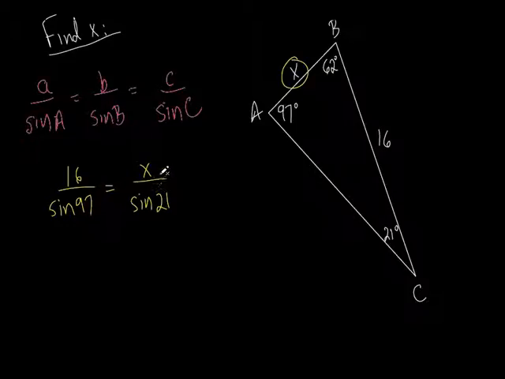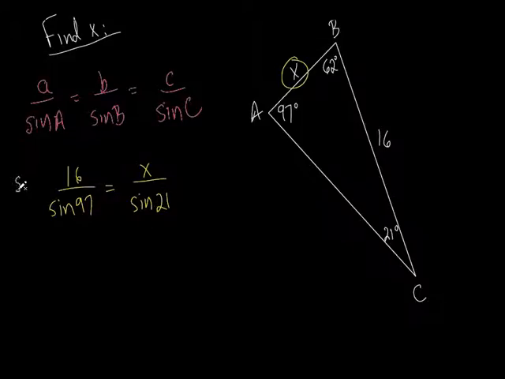So I can cross multiply. Or, watch this. X is already on the top. So instead of cross multiplying, which is kind of like two steps, I could just do one step. How could I get rid of the sine of 21 if it's on the bottom here? That's right, multiply by the sine of 21. If I multiply this by the sine of 21, they cancel out.